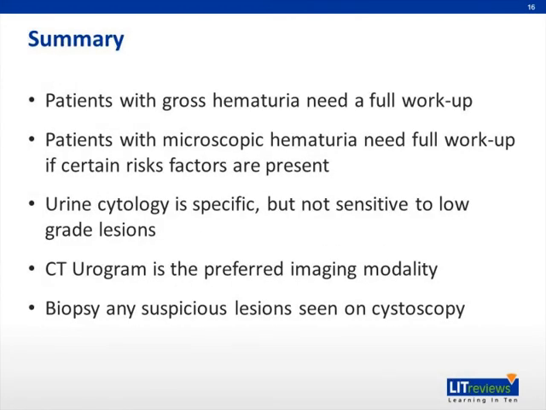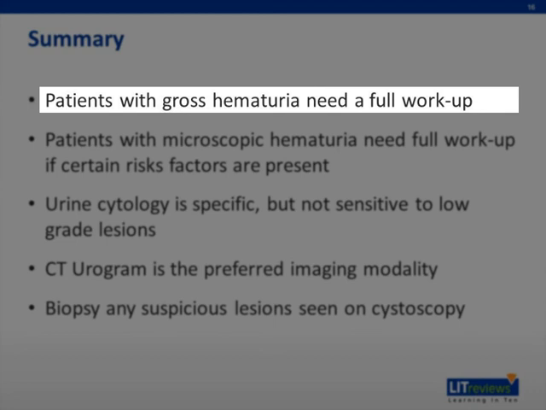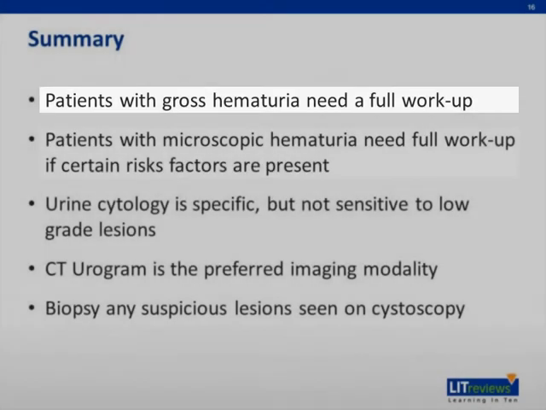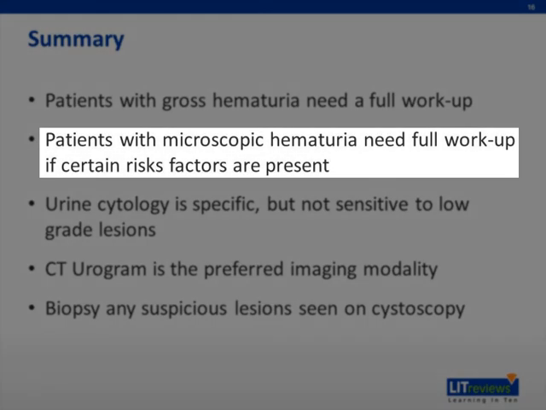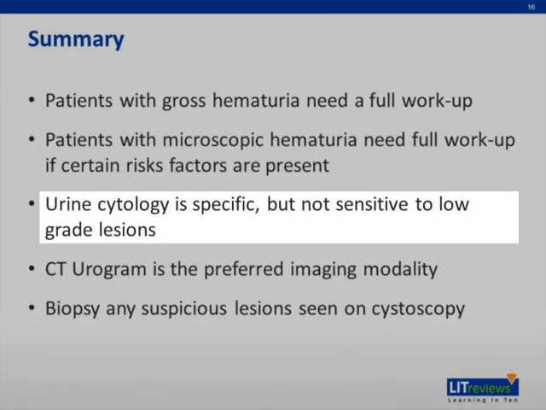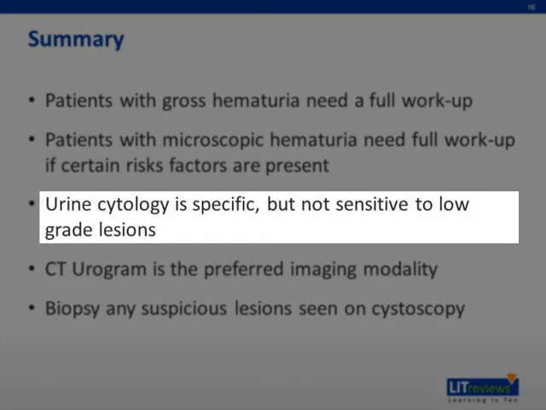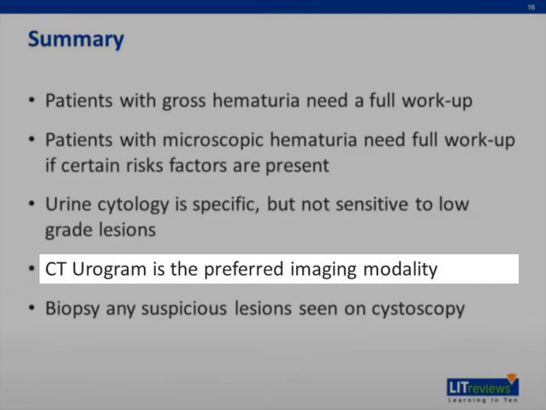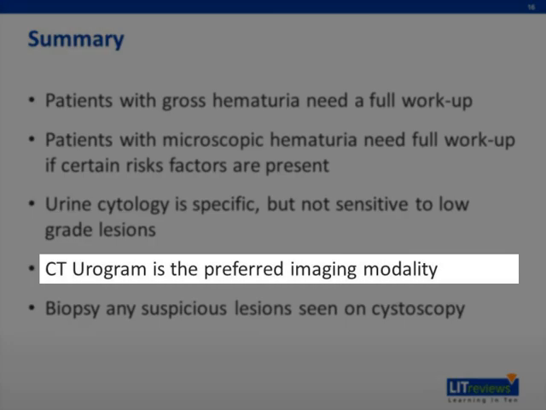In conclusion, all patients with gross hematuria need a full urologic workup. Patients with microscopic hematuria need a workup if certain risk factors are present. Urine cytology is specific and sensitive for high-grade lesions, but not low-grade lesions. CT urogram is the preferred imaging modality to look for tumors or stones in the upper tracts or kidney.